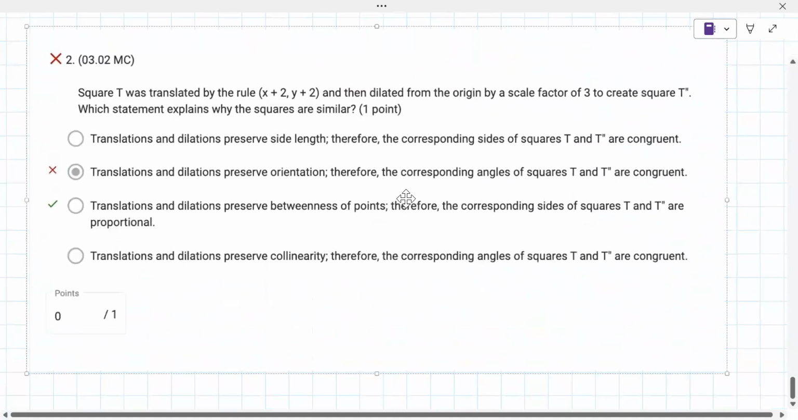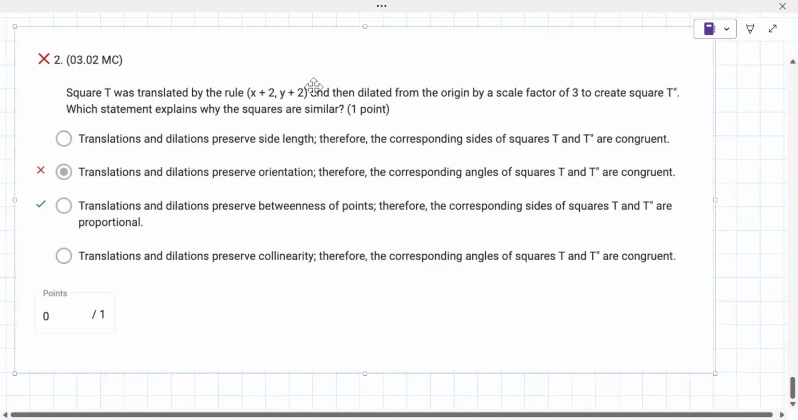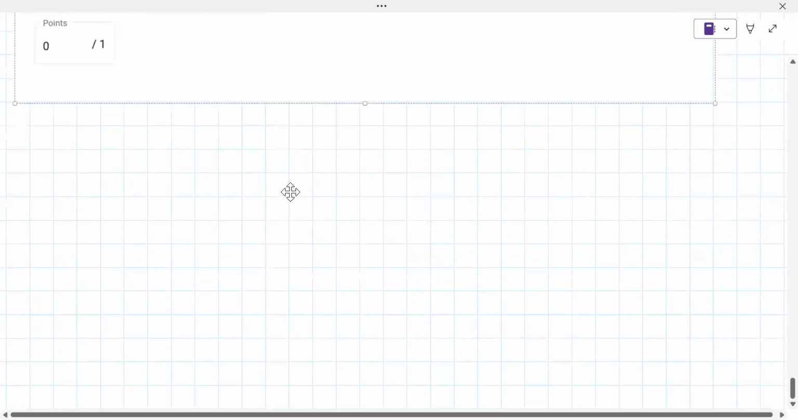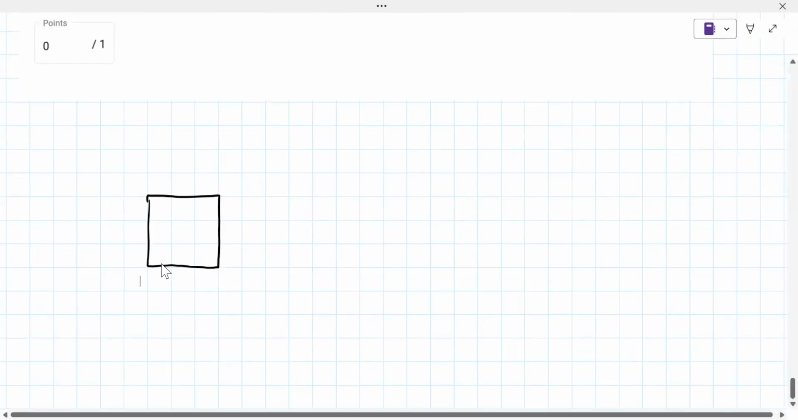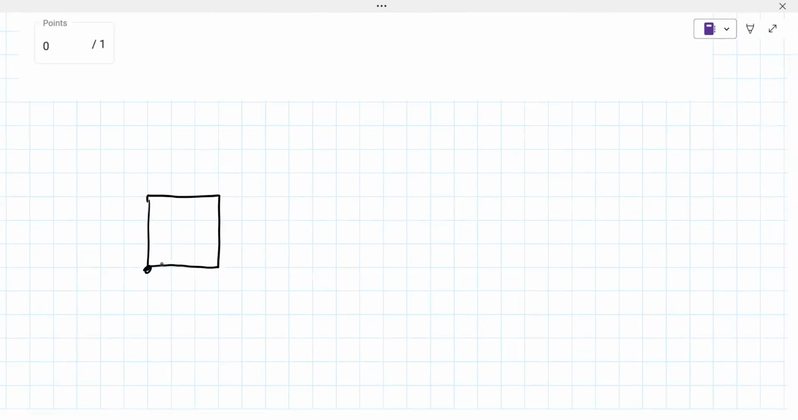Square T was translated by the rule x plus 2, y plus 2, and then dilated from the origin by a scale factor of 3 to create a square T prime. Which statement explains why the squares are similar? Okay, so let's just draw a square here. And then it's moved 2 to the right and 2 up.